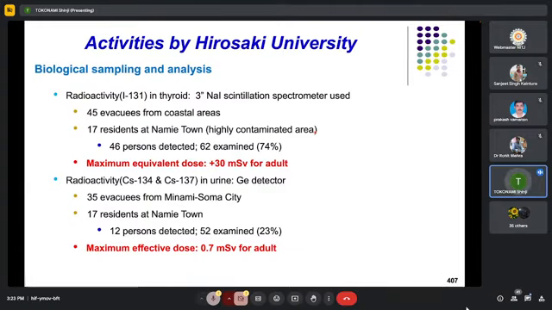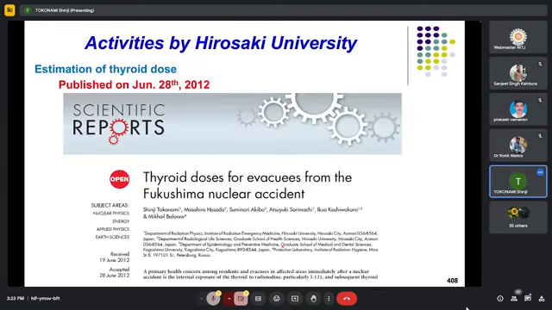Also, we carried out biological sampling and analysis. We measured the radioactivity of radiocesium in urine using a germanium detector. The maximum effective dose was estimated to be 0.7 millisievert for adults. Our data were published in Scientific Reports in 2012.